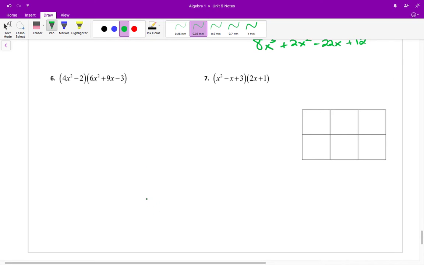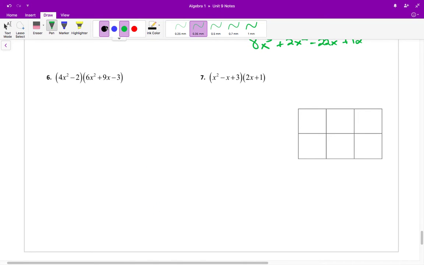Let's look at another example here. Let's look at number 6. So on number 6, here is what we're going to do. We're going to go ahead and not use the box method. So we're going to go ahead and distribute like we're used to. 4 multiplied by 6 is 24. You've got x to the second and x to the second. Remember to add your exponents, would be x to the power of 4.